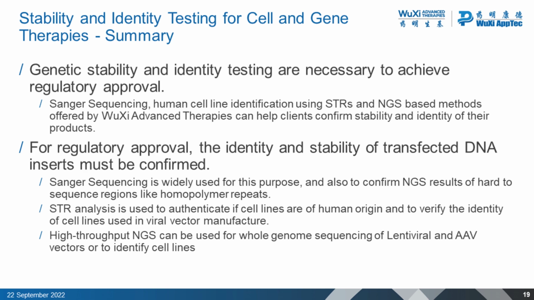STR analysis can also be used to authenticate if cell lines are of human origin and to verify the identity of cell lines used in viral vector manufacturing. Finally, high-throughput sequencing can be used for whole genome sequencing of lentiviral and AAV vectors, or to identify cell lines used to manufacture such novel cell and gene therapy products.